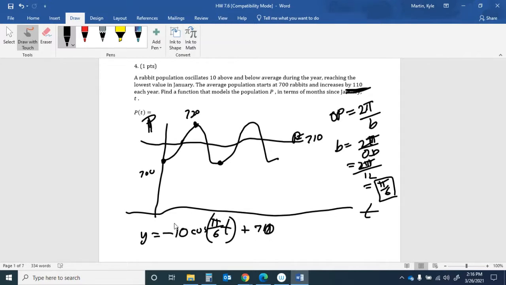Like that, because that's how much it was shifted. That's how much the midline was shifted. All right, but this isn't the problem.